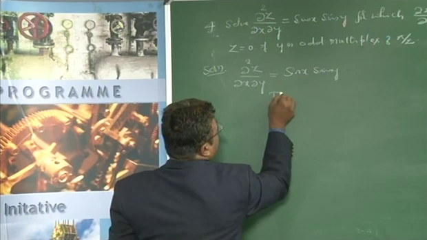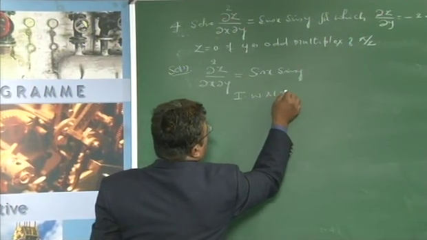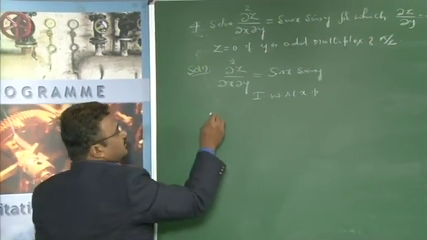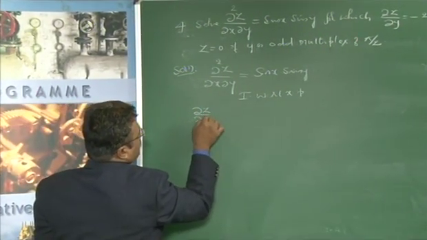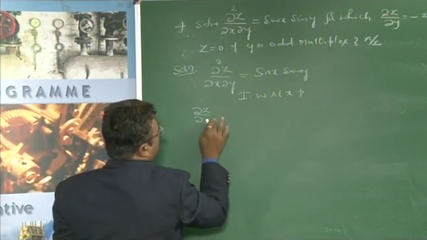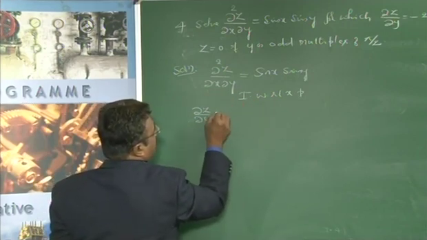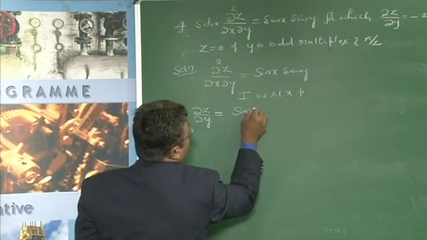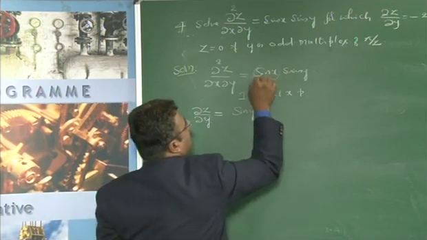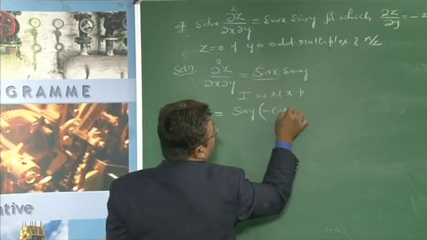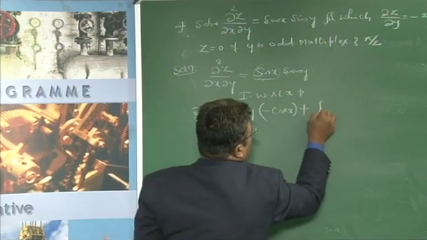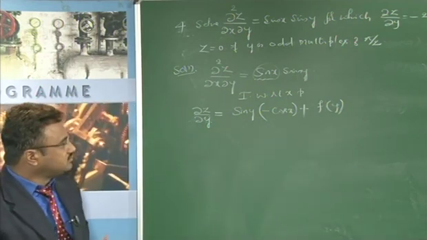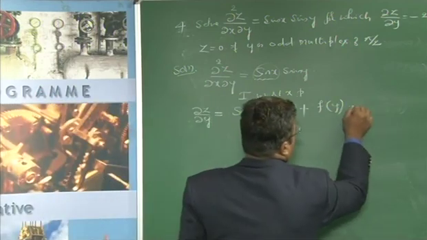Now, first integrate with respect to x partially, keeping y fixed. We get ∂z/∂y should be equal to, with respect to x, sin y is a constant. Now, the integration of sin x with respect to x is -cos x, plus some constant, which you can call some function f(y). Call this equation number 1.